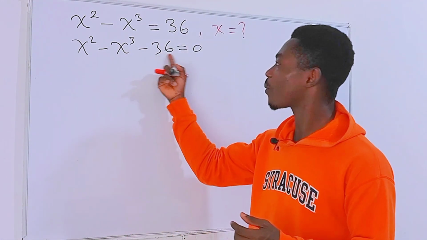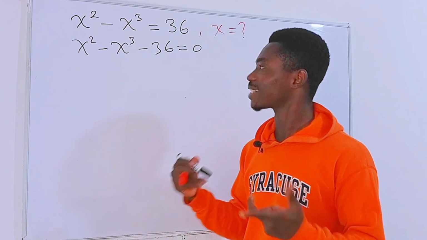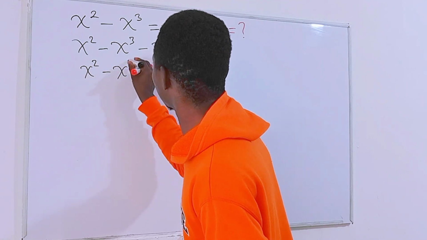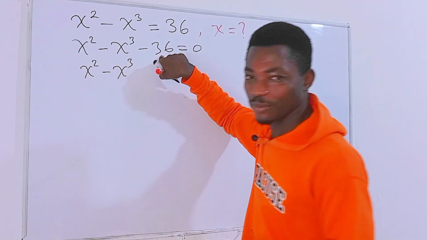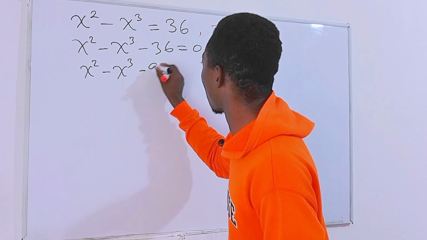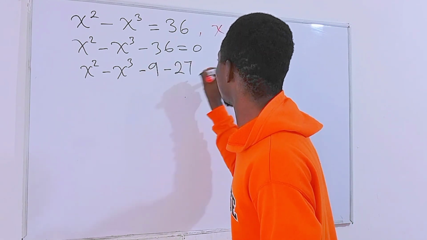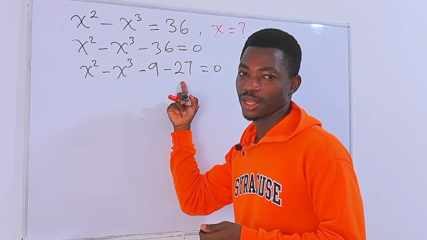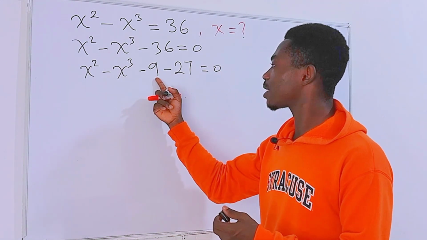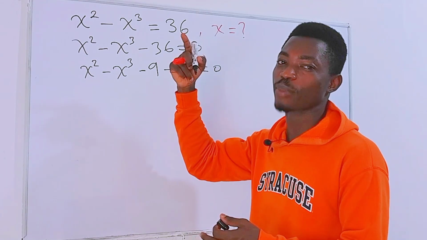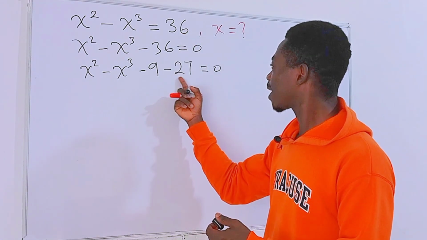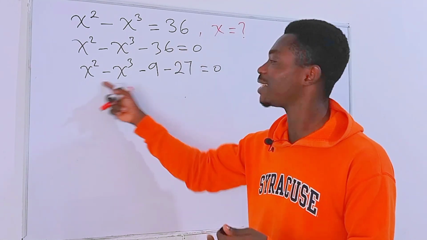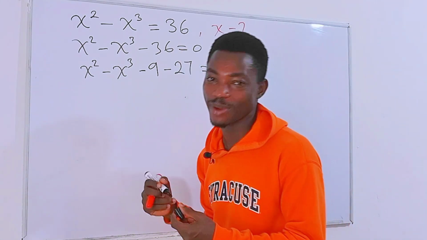Actually, we can play around with this negative 36. Check this out. I'm going to keep these two terms, x to the second power minus x to the third power. Then the negative 36, I'm going to write it as negative 9 minus 27, and this is 0. The question is, why did I do it this way? I did this because I want to express this negative 9 as a number to the second power, then also negative 27 as a number to the third power, so that they will all go with these two terms. Easy, that is algebra for you.